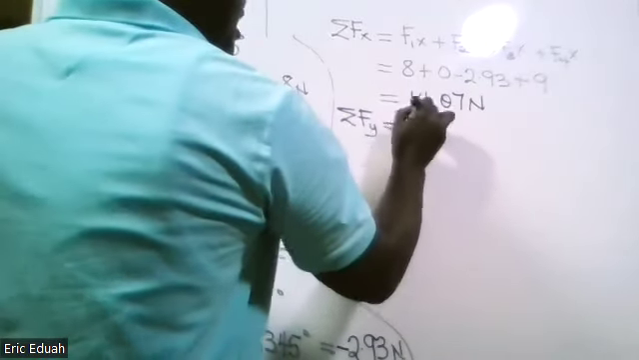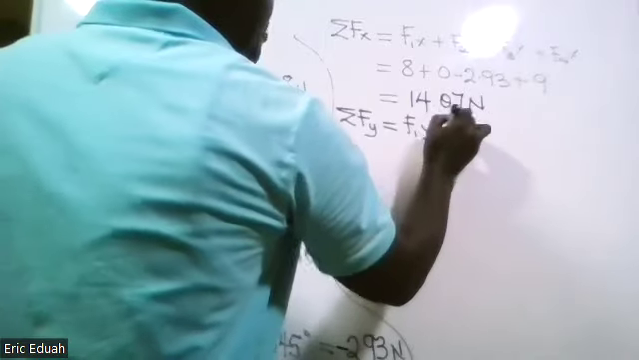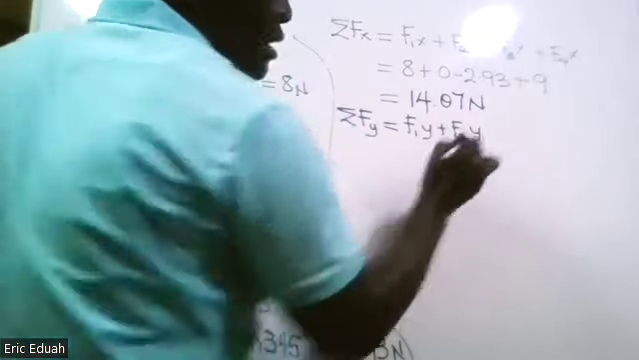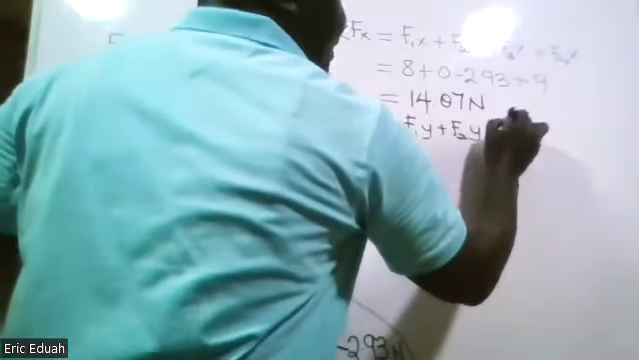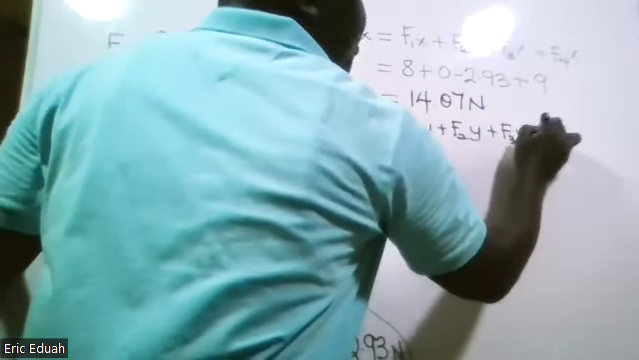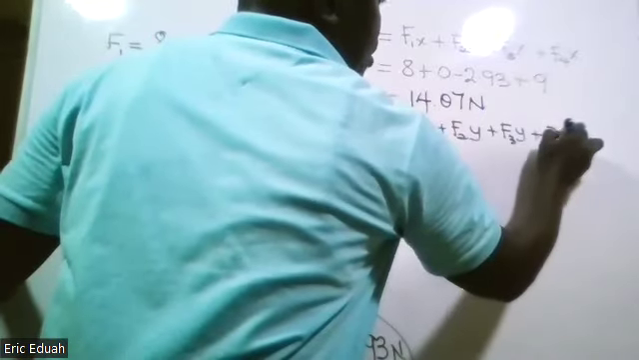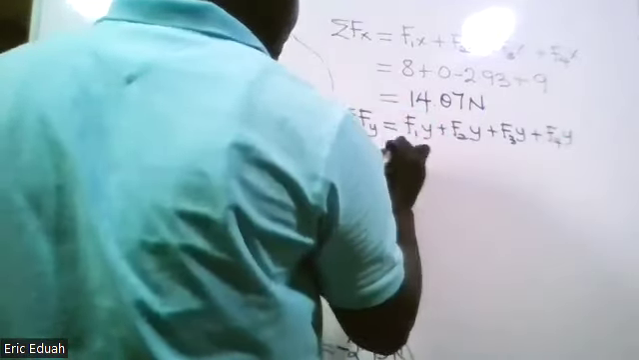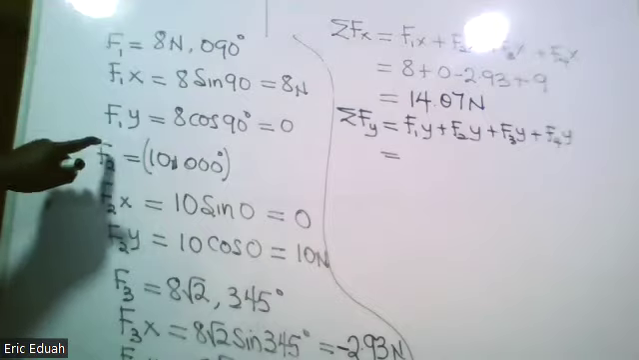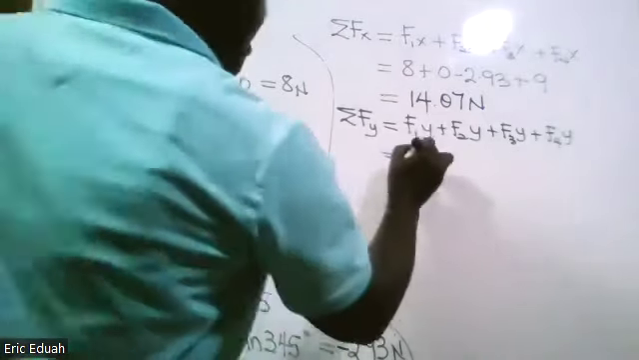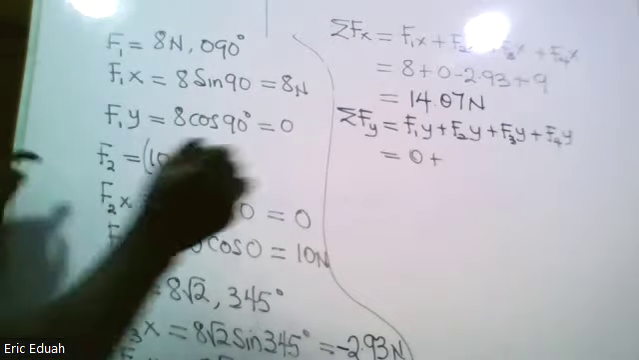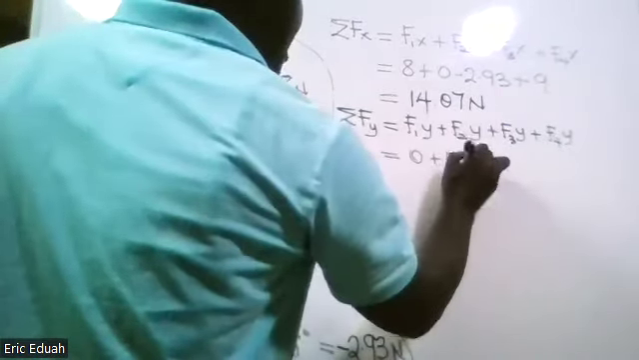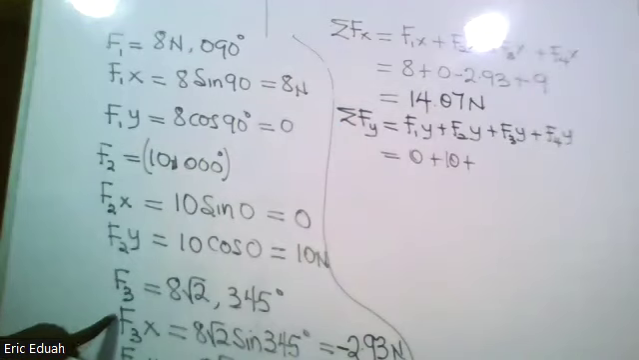Then summation Fy: F1y plus F2y plus F3y plus F4y. F1y is 0. F2y, we had 10. F3y, we have 10.93.